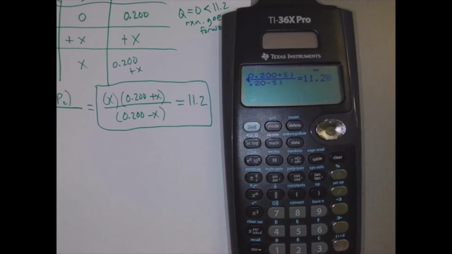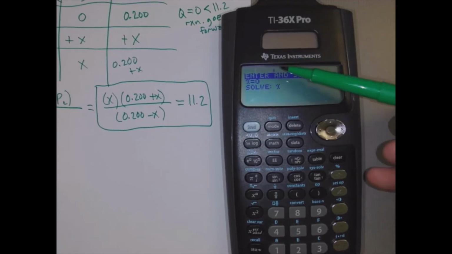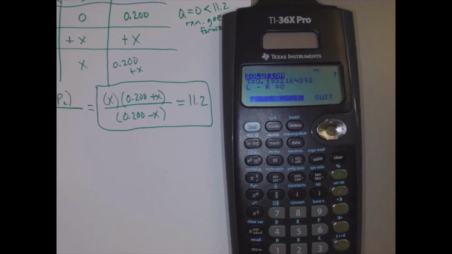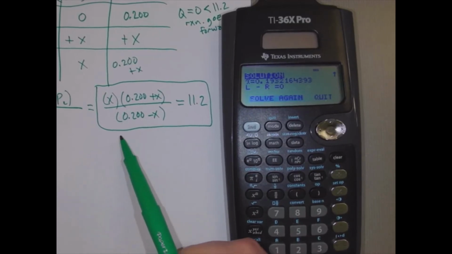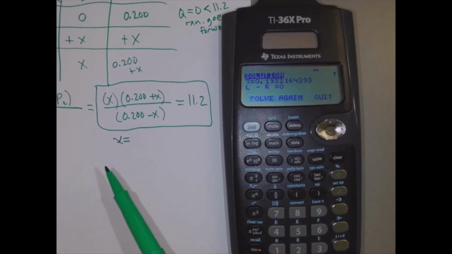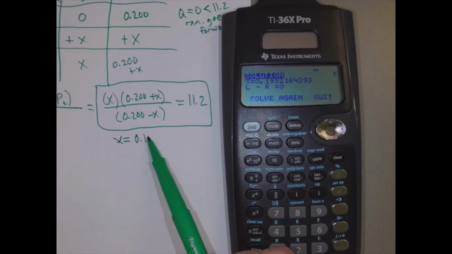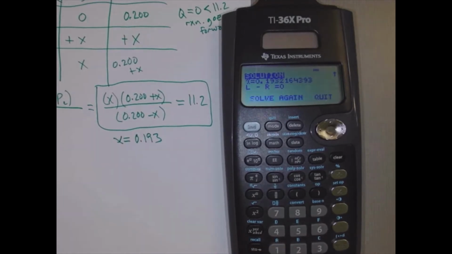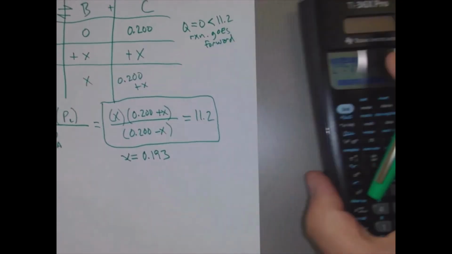Okay, so now when I hit enter, one thing you got to make sure you do with this calculator is if you have a number in this X spot, you got to change that to 0. So I'm going to just put in a 0, and you cursor down to solve X, push enter, and there's a little hourglass that tells you that it's thinking. When it's done thinking, it gives you the answer, okay? So it solved that equation for you. It solved for X, so X is equal to, in this case, 0.193.